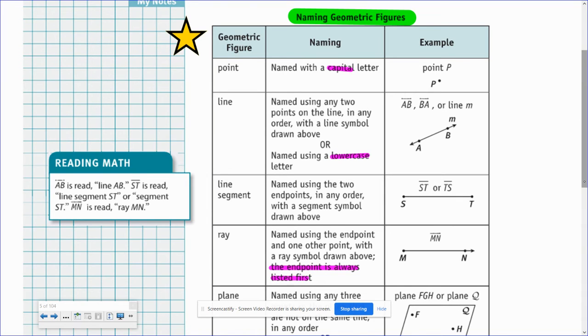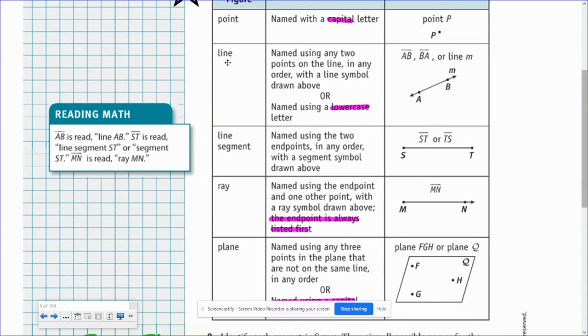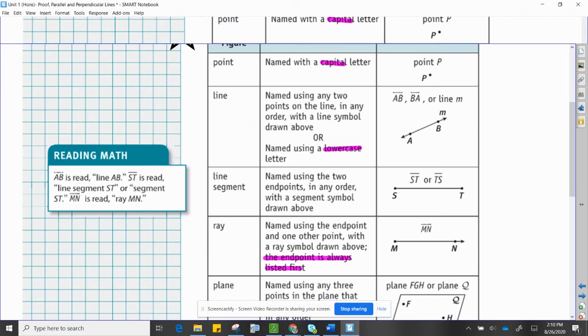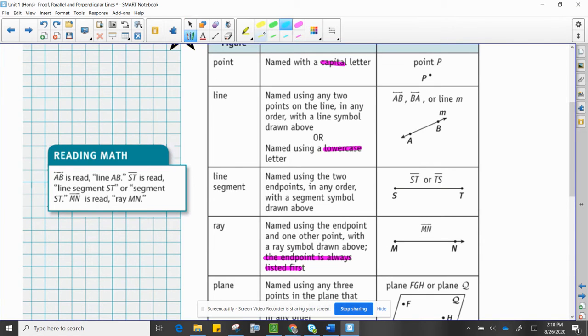The next one is a line segment. A difference between a line and a line segment is that a line is continuous on both sides, whereas a segment stops. It has a point here and a point here. Let me get a pen to point that out a little closer. So point, point. It has 2 endpoints. Same thing here: you can name it in any order using 2 of the points, so ST or TS.